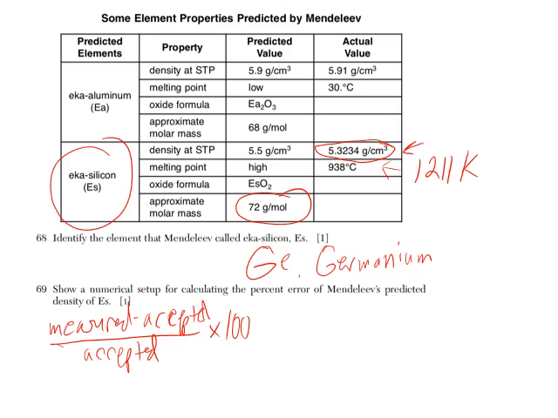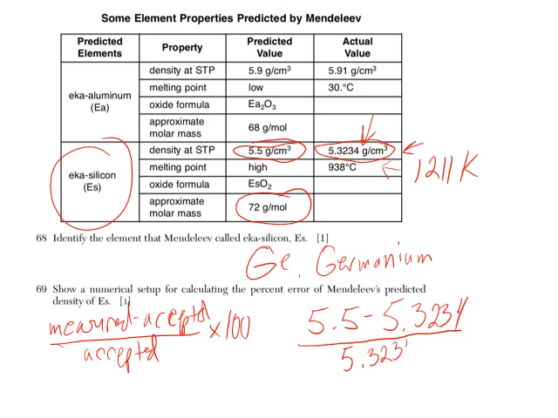So for Es, he predicted that the density was going to be 5.5 grams per cubic centimeter, and the actual value was 5.3234. So his measurement is the predicted one, so we're going to use 5.5 as our measured value, minus the accepted value, the actual value, of 5.3234. We're going to divide the whole thing by the accepted value of, again, 5.3234. Don't forget times by 100 to finish it off.